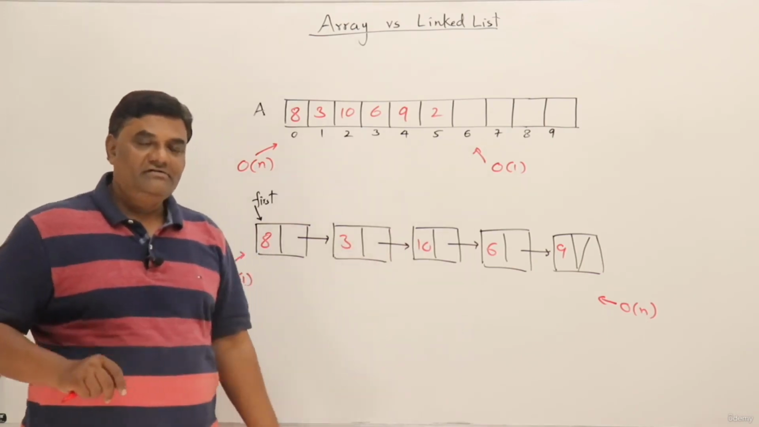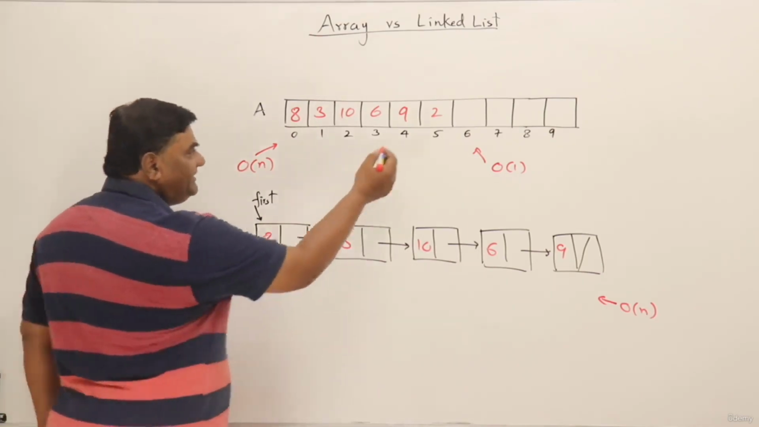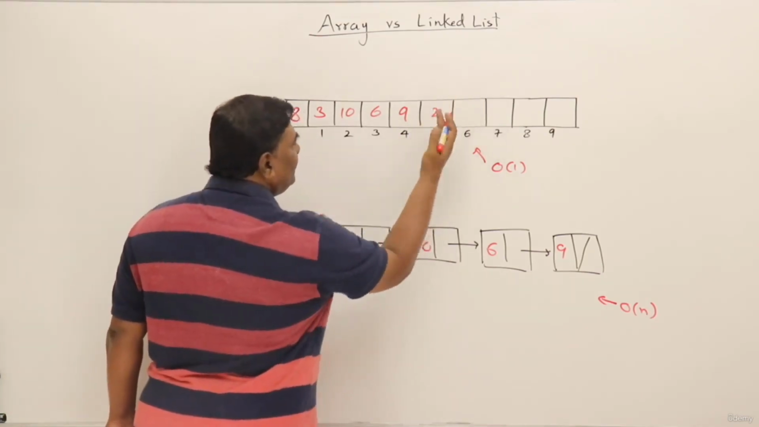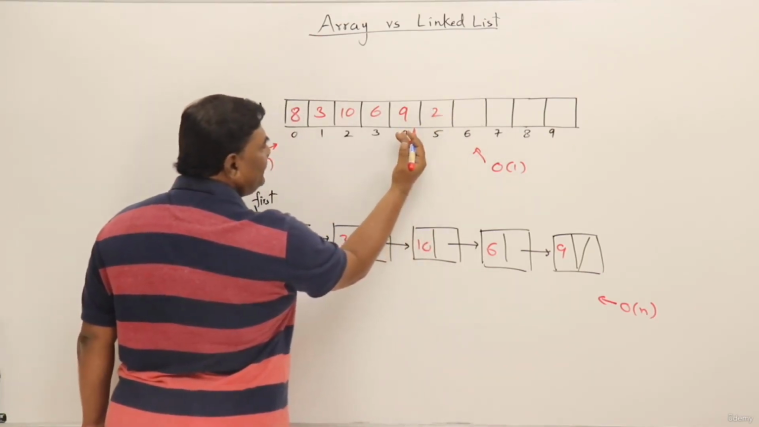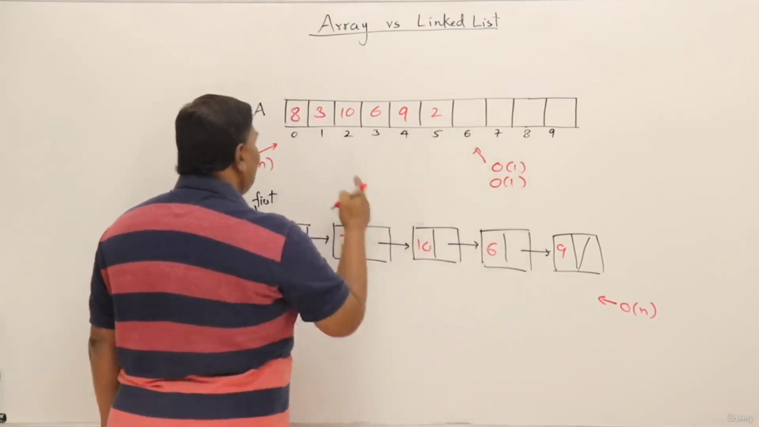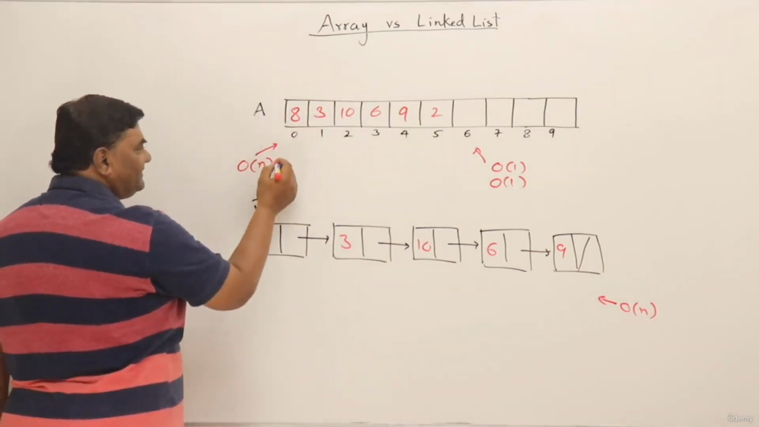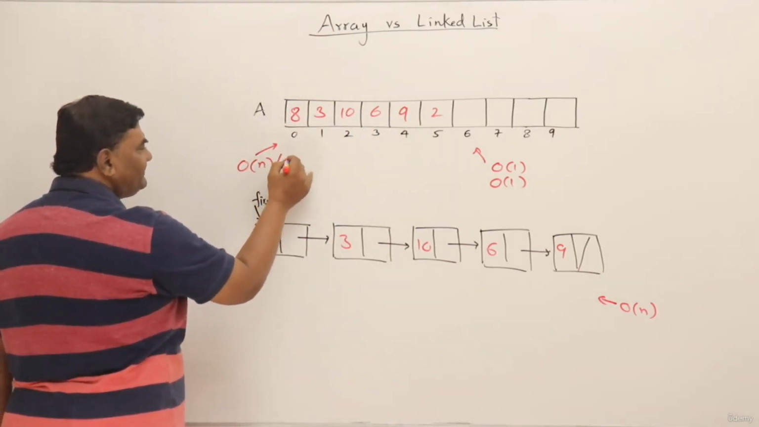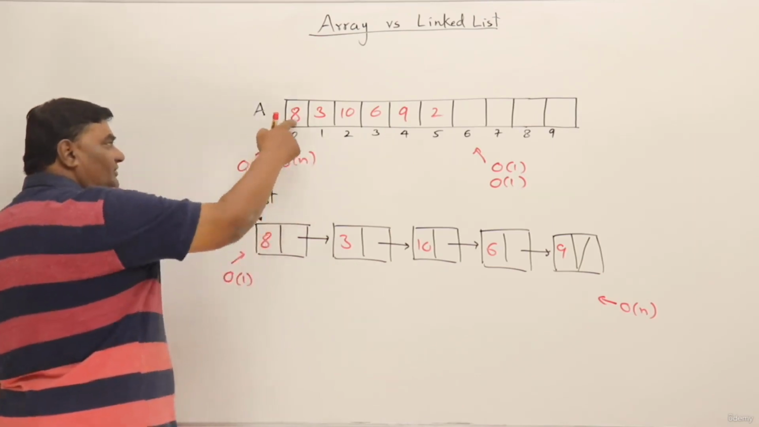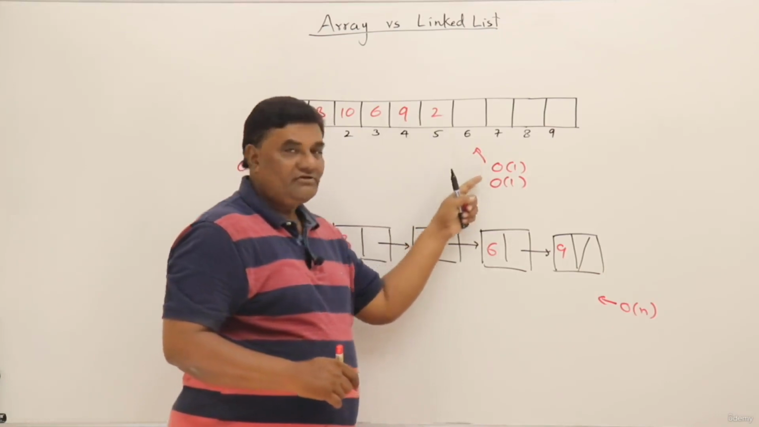Now let us see delete. If I am deleting something from this side, delete 2, only the length of the list will be reduced, length of an array will be reduced. So it is order of 1. If I am deleting 8, then I should shift all the elements this side. So again, it is order of n. So deleting from this side is order of n. So insertion or deletion both takes order of n time here, and insertion deletion both takes order of 1 time here.